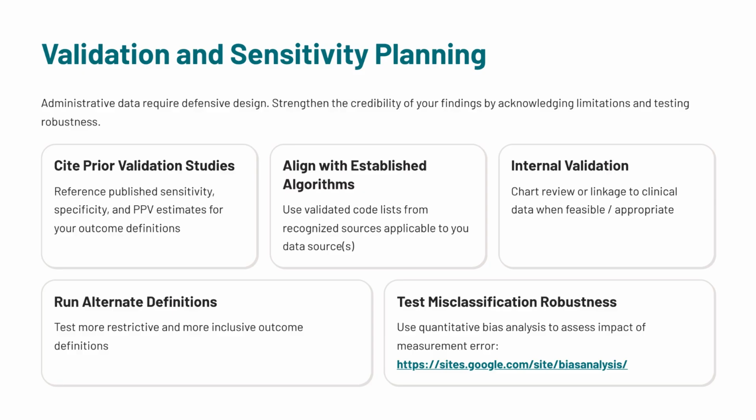For any coding algorithm used, start by citing prior validation work that reports sensitivity, specificity, and positive predictive value for your measures. If feasible, do some internal validation, such as a chart review or linkage to clinical data. Then run alternate definitions, ones that are more restrictive versus ones that are more inclusive, to see whether conclusions hold. Finally, test robustness to misclassification using quantitative bias analysis. Bias analysis quantifies how measurement error could shift your effect estimate. That is beyond the scope of this module, but if you want to learn more and see practical tools, go to the link included on this slide.